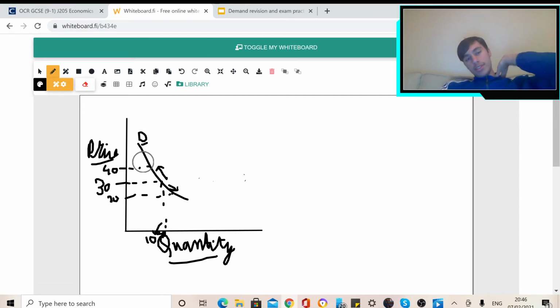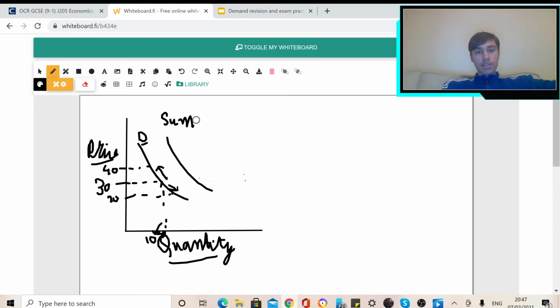Now what is a shift? A shift is caused by any factor except price. So for example, the best example would be ice cream. So for a particular price of an ice cream, the demand in summers would be higher as compared to winters. So let's say this is summers, and this is for winter.